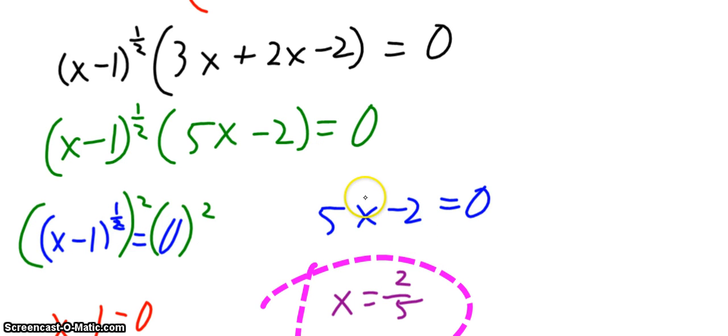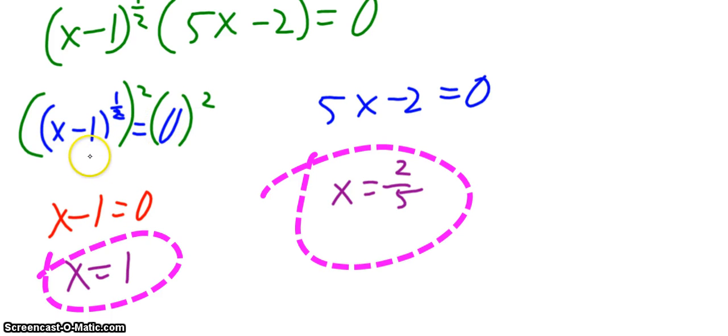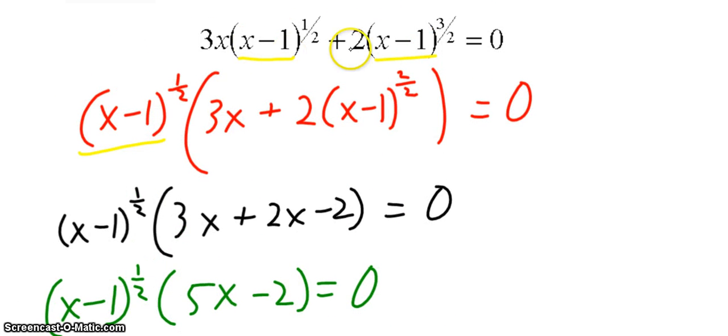Set each factor equal to 0. Square both sides here. So I get x minus 1 equals 0, so x equals 1. And I know x equals 2/5. Now I do have to check for extraneous solutions. I squared both sides. If I plug in 1, this works. Because 1 minus 1 is 0, 1 minus 1 is 0, 0 plus 0 is 0. That works. If I plug in 2/5, notice that 2/5 minus 1 is going to be a negative number.